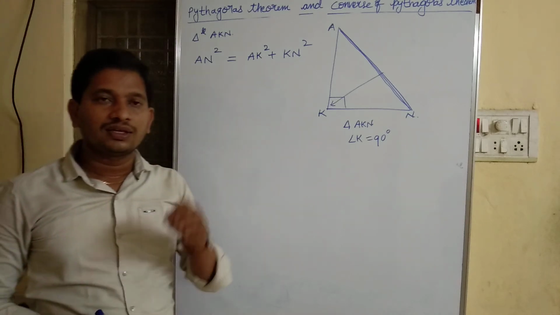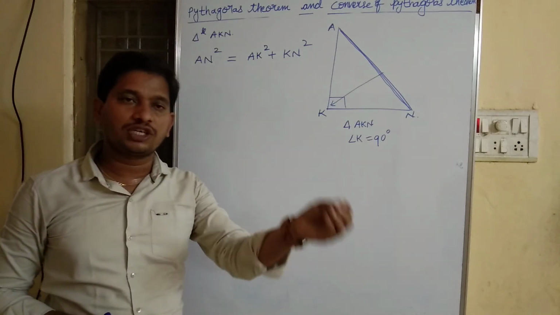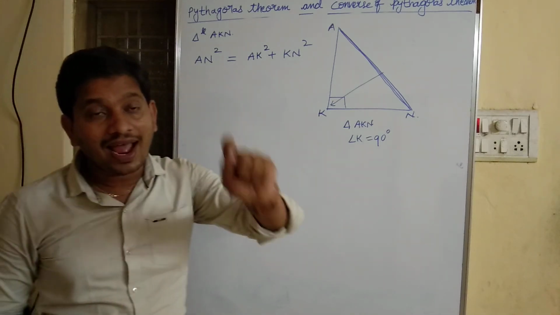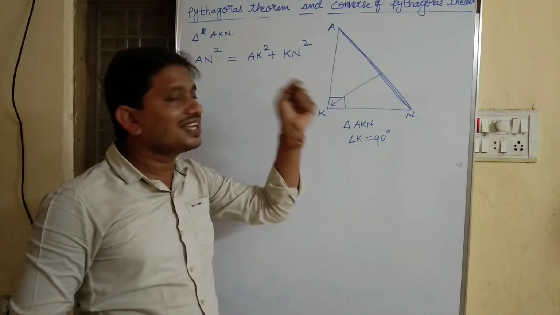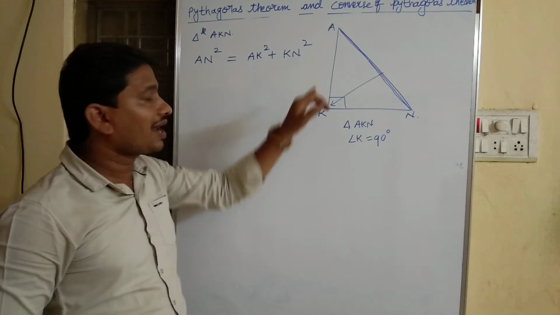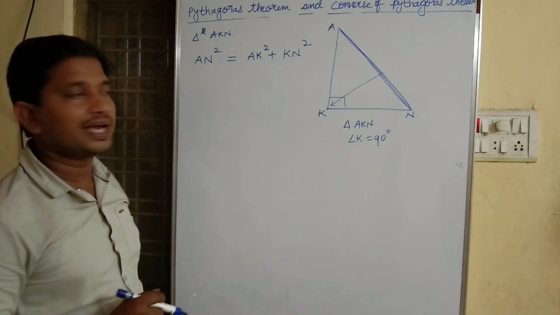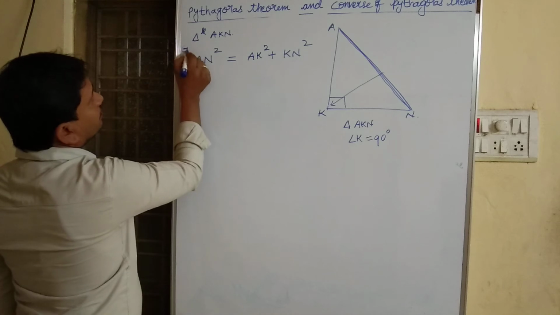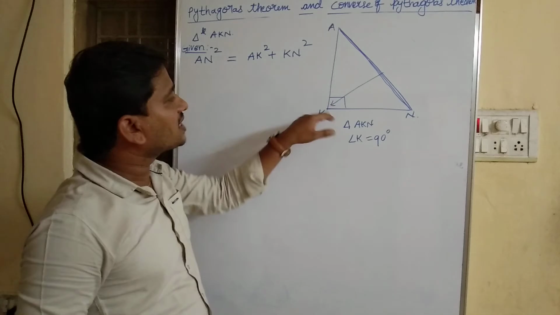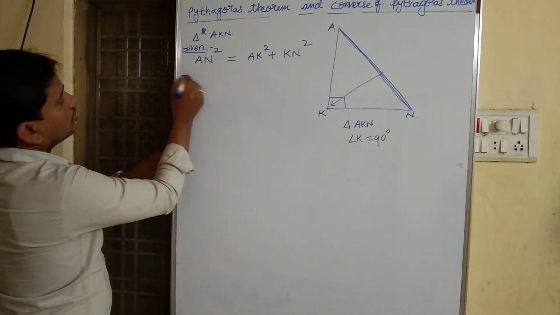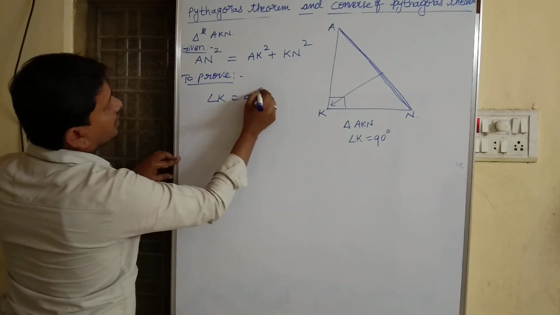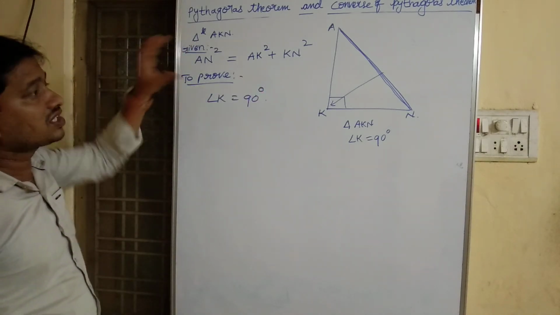In a triangle, the square of one side is equal to the sum of the squares of the other two sides. Then the angle opposite to the first side is a right angle, and that triangle is said to be a right angle triangle. Right? So here what is given? Given AN square is equal to AK square plus KN square. And what we need to prove? To prove angle K equal to 90 degrees. So this is called the converse of the Pythagoras theorem.